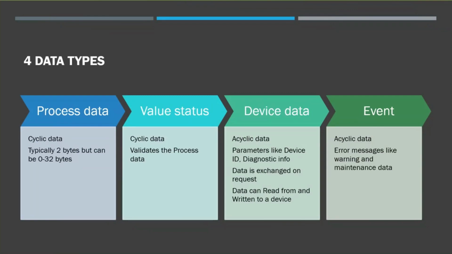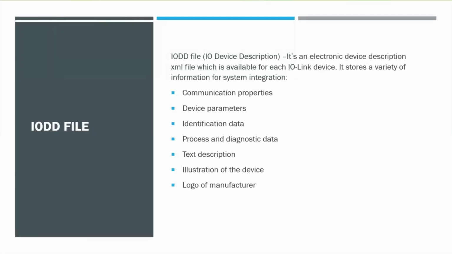And finally, event. Event again is acyclic data, and it includes all maintenance and warning data. So if you have overheating or whatever, like a cable breaks, all that information is sent over event. And event data can actually be used to directly put it on an HMI to show your alerts or warnings, depending on what you have in the system.